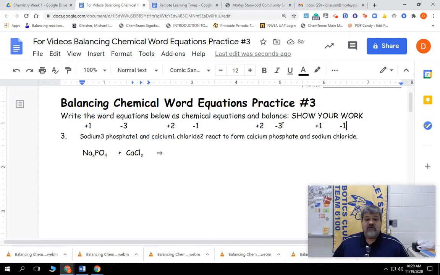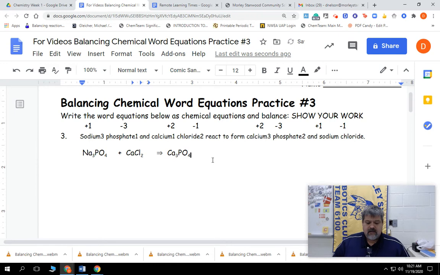Since the charges do not cancel each other out, we're going to crisscross those numbers. So I'm going to put a 3 right here, and I'm going to put a 2 right there. So we crisscrossed those numbers. These do cancel out, so because they cancel out, I only need 1 of each one. So we're going to start with our calcium. The symbol for calcium is Ca. I need 3 of them, so we're going to put a 3. And then we're going to put our phosphate, which is PO4.